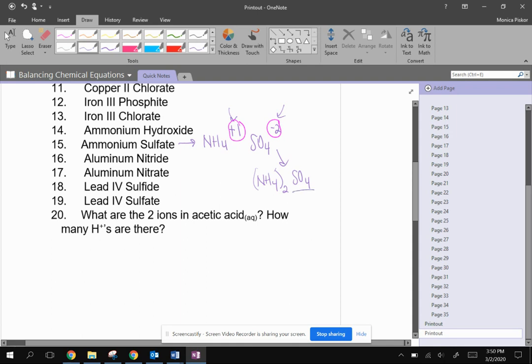Now, some people are going to want to cancel out some of these 4, 2, 4, but you don't have to do that. In fact, you never will cancel out any of the polyatomic ions. NH4 will always stay NH4. Sulfate will always stay SO4.